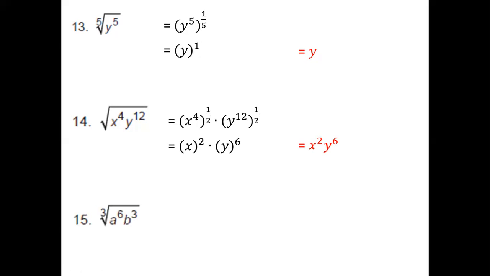Okay, next question is the cube root of a to the power of 6, b to the power of 3. Using the shortcut, 6 divided by 3 is going to be 2. So a squared, and b, 3 divided by 3 is going to be 1. So a squared multiplied by b to the 1, right? 3 divided by 3 is 1. So you know that you don't write 1 as the exponent. So a squared and b.